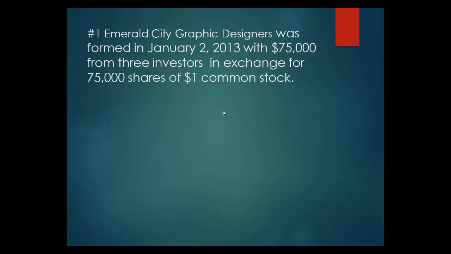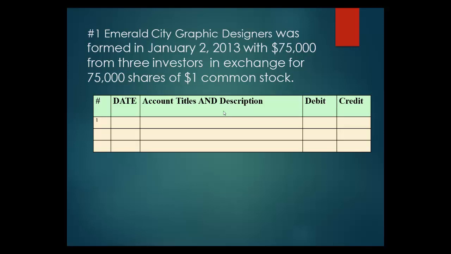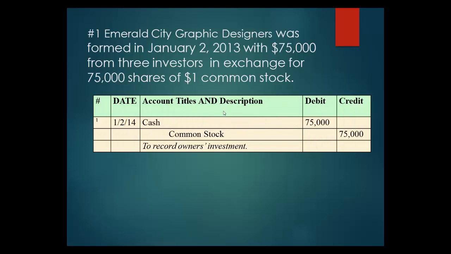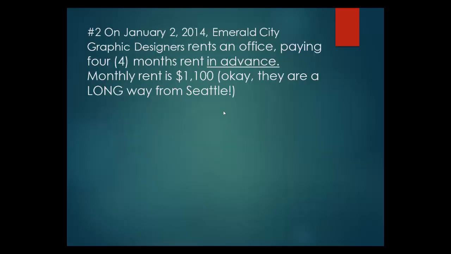Emerald City Graphic Designers was formed in January 2013 with $75,000 from 3 investors in exchange for 75,000 shares of $1 common stock. And the journal entry is number 1. You're going to put the date in there. And here we go. Debit cash, 75,000, and credit common stock for 75,000. Cash goes up, common stock also goes up. And we're following the rules of debit and credit.